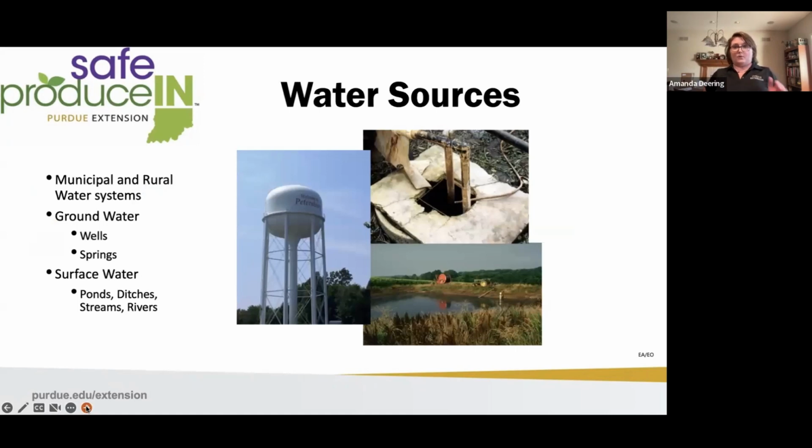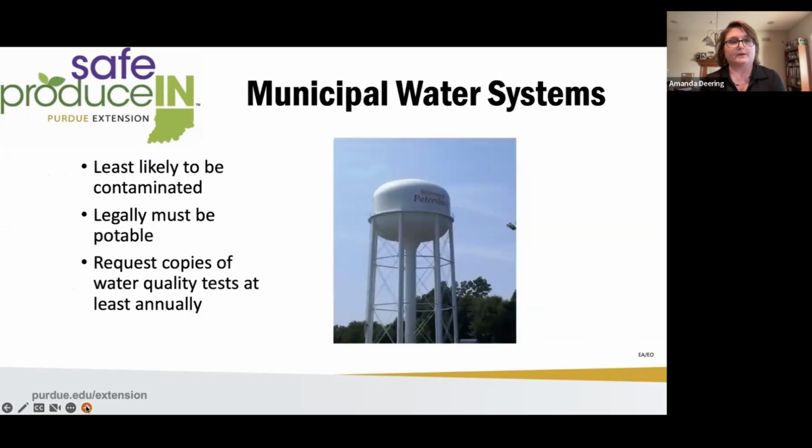So when we talk about water sources, typically we have 3 water sources that's going to be used. So first, we have municipal systems or city water. Then we have groundwater, so it would be like a well, and also surface water. So that could be like ponds, ditches, streams, rivers, things like that. So all of these can be used for irrigation purposes, for agricultural water, but each of them carry a different risk. And so we'll talk about that in these next few slides.